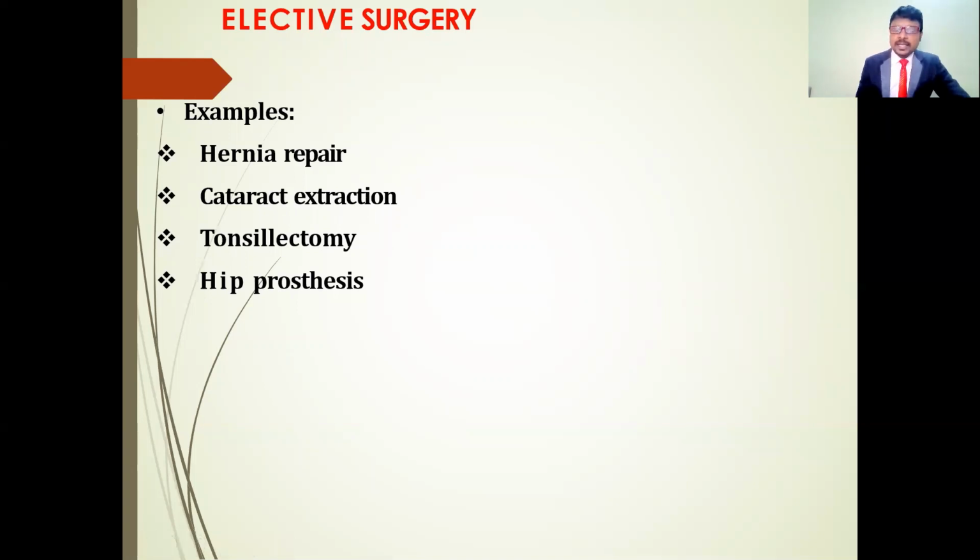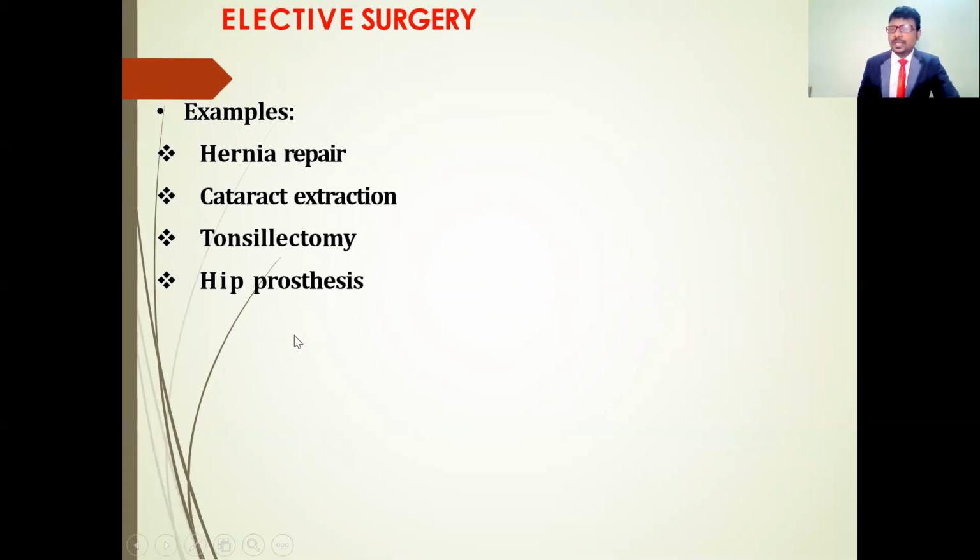Tonsillectomy is for those who have frequent tonsillitis. In those conditions, doctors plan to remove the tonsils to prevent infections. So these are also elective surgeries.